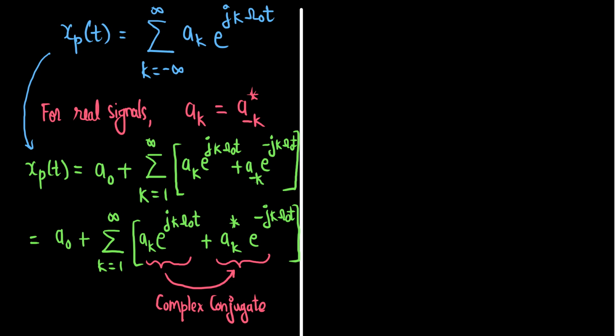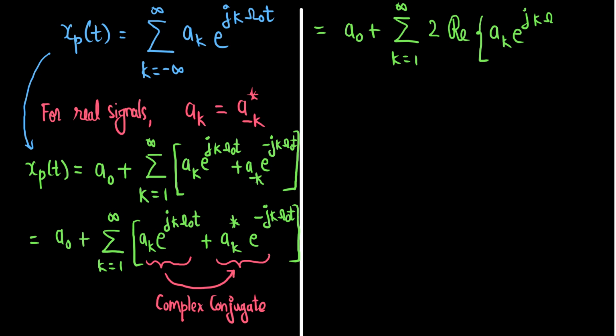So this is going to be equal to a0 plus summation k equals 1 to infinity, twice the real part of ak e to the power jk omega naught t. Just because these are complex conjugates of each other, if I add them together, we get twice the real part.